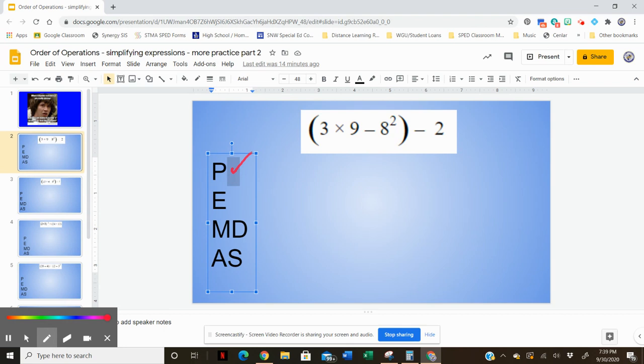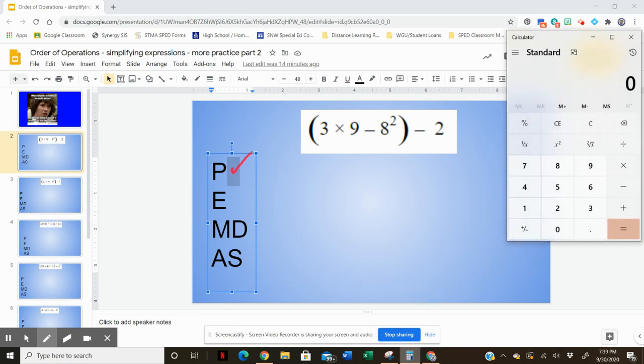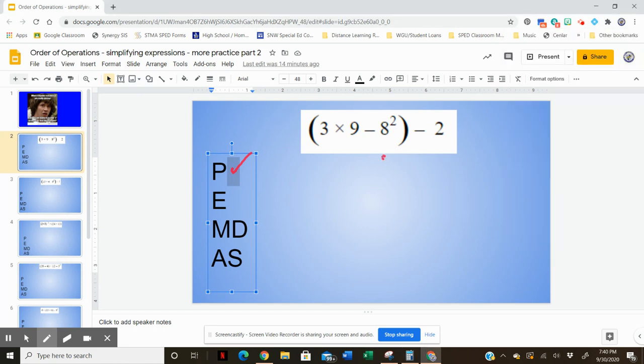So there are no more parentheses. The next thing we're going to look at is exponents. There is an exponent in this problem. It is 8 squared. On my calculator, I know that it's 8 times 8. 8 two times, not 8 times 2, but 8 two times is 64. I'm going to write 64 in place of the 8 squared.